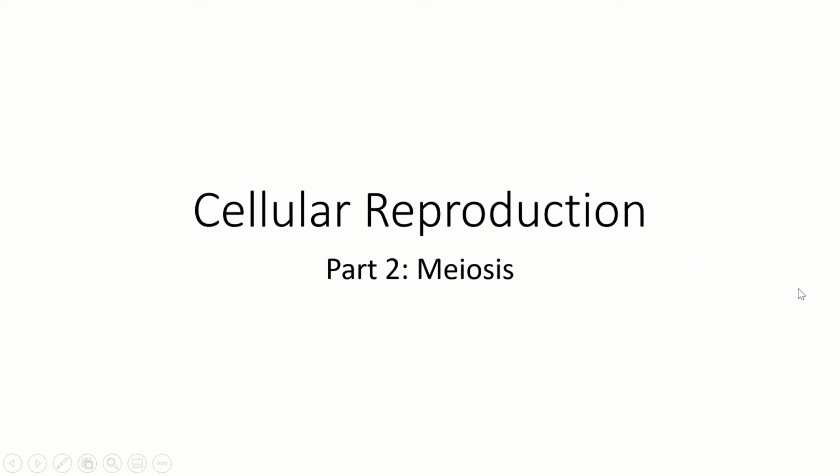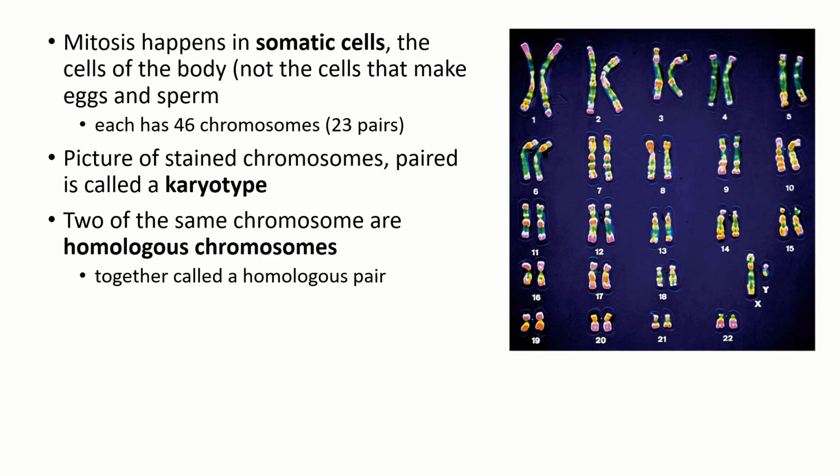Hey, it's Professor Gould, and in these lectures we're going to talk about meiosis, which is the other process of cellular reproduction, or creating new cells. Now remember, we already talked about mitosis, which happens in the somatic cells. Those are the cells that make up most of the body. Not all the cells in your body do mitosis, but most of them do.